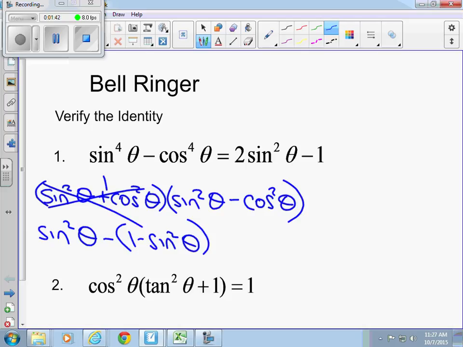So I took cosine squared and changed it to 1 minus sine squared. And why did I do that again? Remind me, what was my thought process? All sines on there. The right-hand side only had sines, so I want the left-hand side to only have sines. Distribute the negative. And so I get 2 sine squared of theta minus 1.